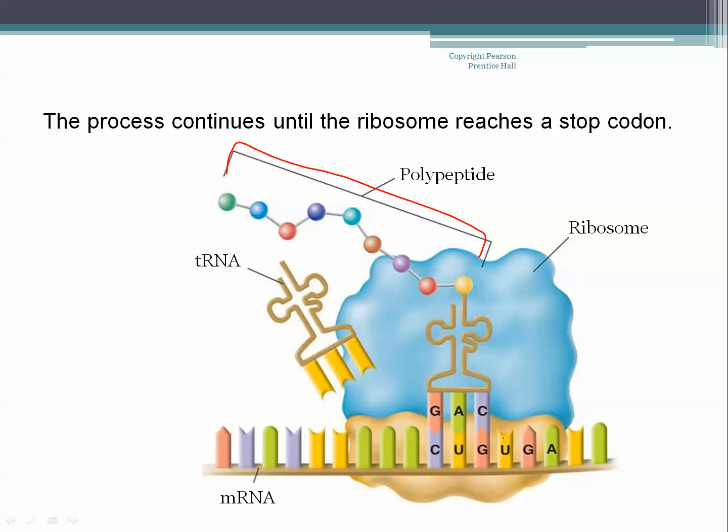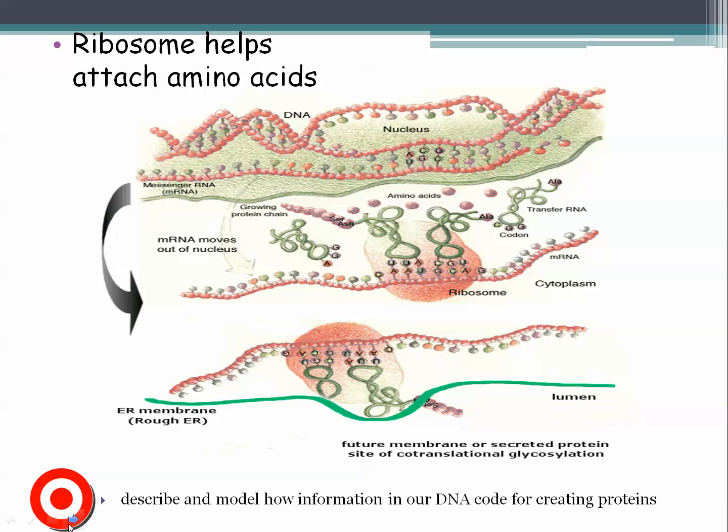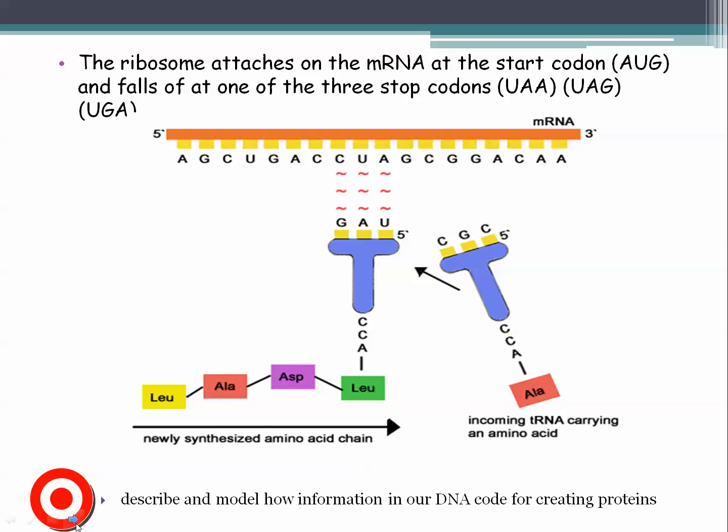And eventually it's going to stop. This is the stop codon. The stop codon doesn't code for any amino acid. All right, the ribosomes are the tool that helps attach them. Here's a little picture showing the whole process, starting at DNA, making our mRNA. mRNA goes out of the nucleus. We have our ribosome here, attaching those together, and we get our series of amino acids, which is going to make a protein. Here's another picture. The ribosomes attach to the mRNA at the start codon and fall off at one of the 3 stop codons. Said a lot. Sorry about that.